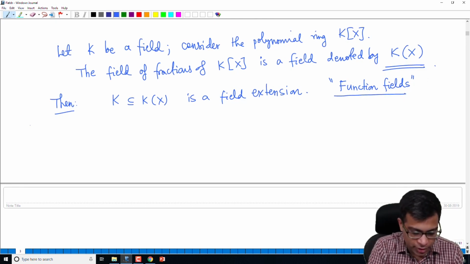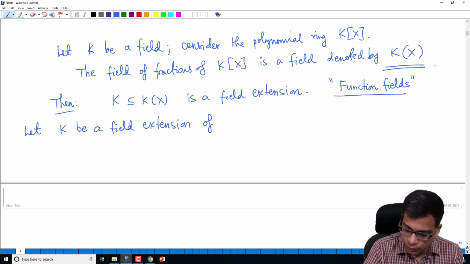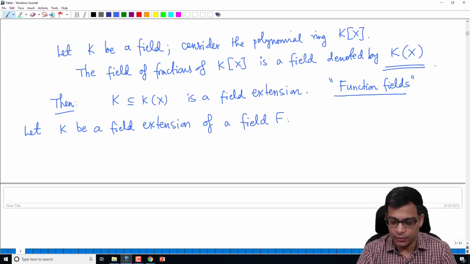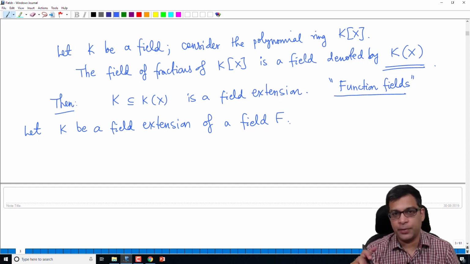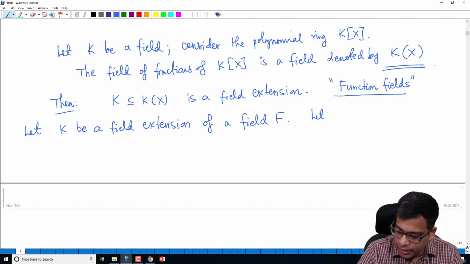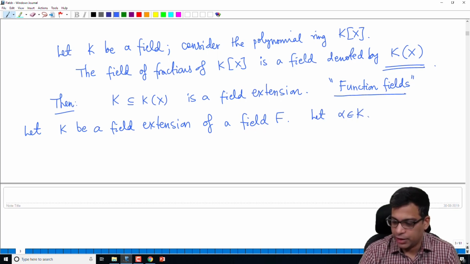So now another construction I want to give is, let us now start with an arbitrary field extension. Let K be a field extension of a field F. As I said, my main object of study in this course, in the field theory part, is field extension. So K is an arbitrary field extension of another field F. Typically I use F for the smaller field, K for the bigger field. Now let us pick an element of K. Let's call it alpha. Let alpha be an element of K.